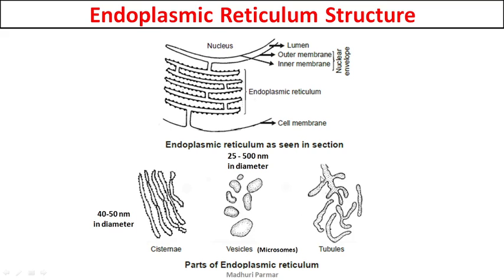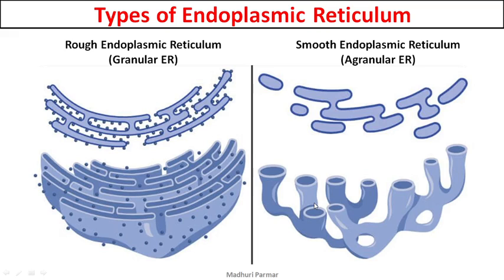Finally, you have a few which are very thin and somewhat branched, and these structures are called tubules because they actually look like tubes. So remember these three terms. Endoplasmic reticulum is made up of cisternae, vesicles and tubules. These three parts make an endoplasmic reticulum.